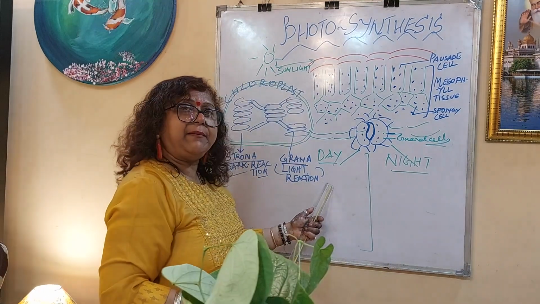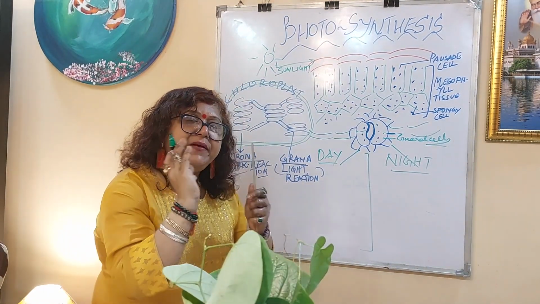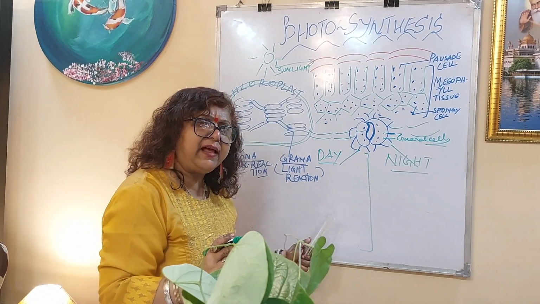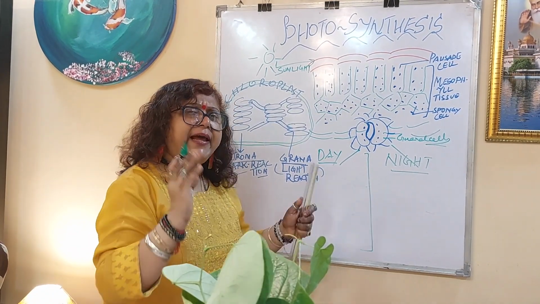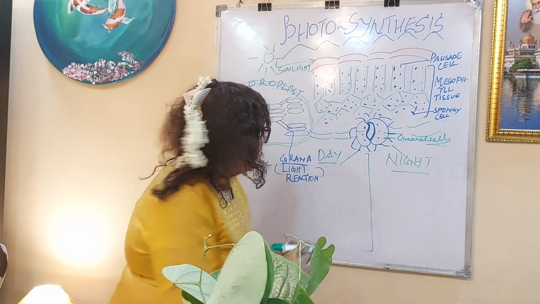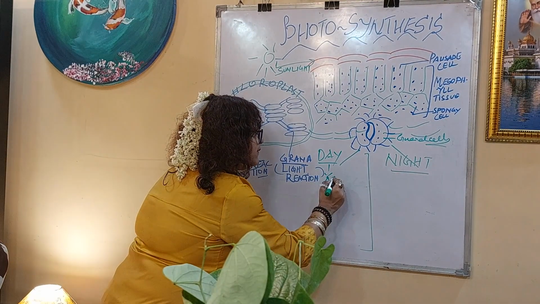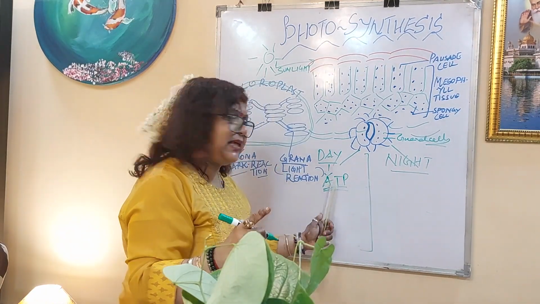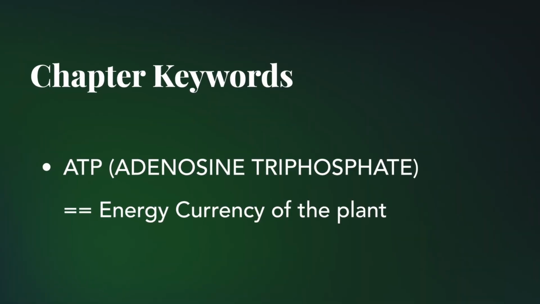both in the daytime and in the night time. Okay, this is the previous knowledge which you should know. Now in the daytime, bright sunlight is there. So in bright sunlight, what happens? ATP synthesis takes place. This is the energy currency of the cell, ATP, adenosine triphosphate. Its production takes place in the light reaction.